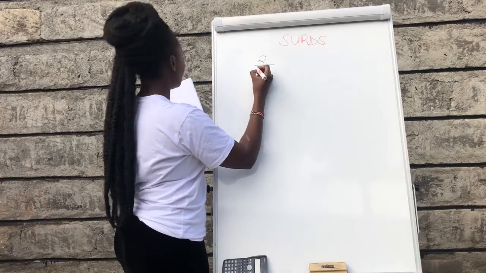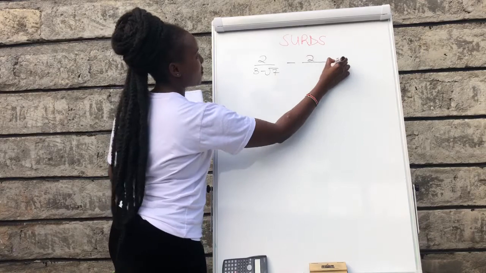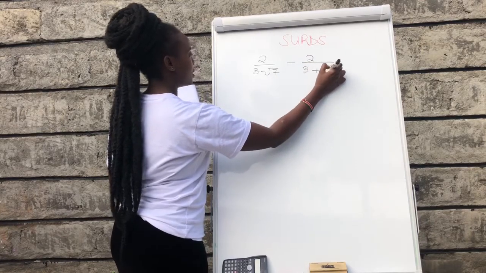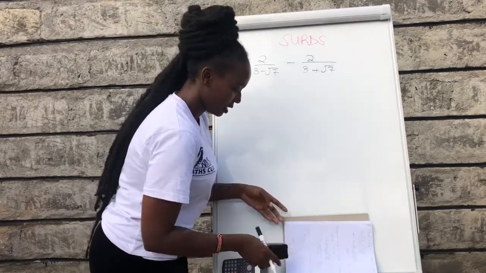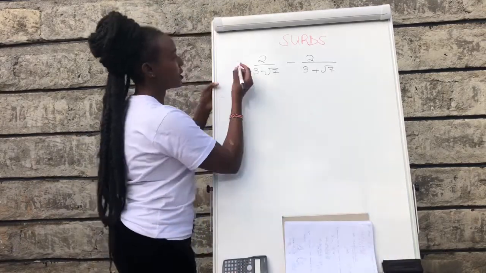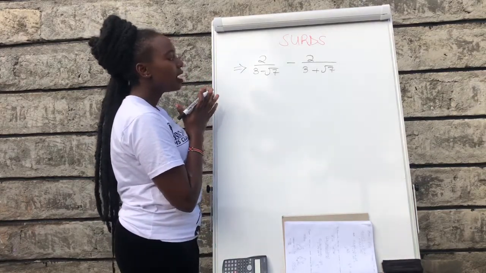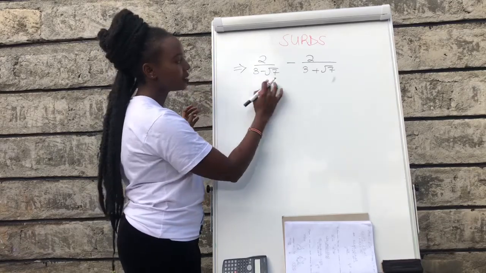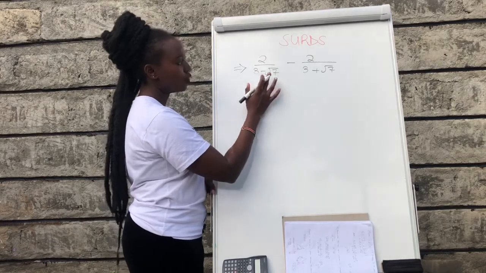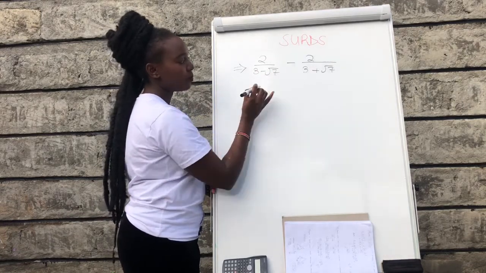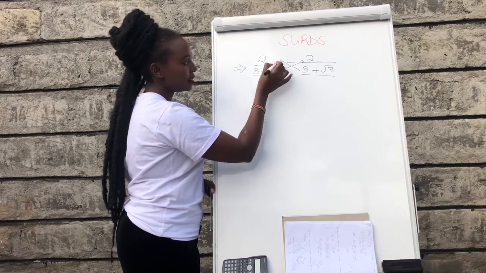So the first question that you're going to look at is 2 over 3 plus root 7, and the other 2 over 3 minus root 7. So assume you've been given this question and you've been asked to calculate it. We know that here the denominators are in surd form. So what you need to do when given such a question is cross multiply. You multiply this with that 2 and this with the other side.